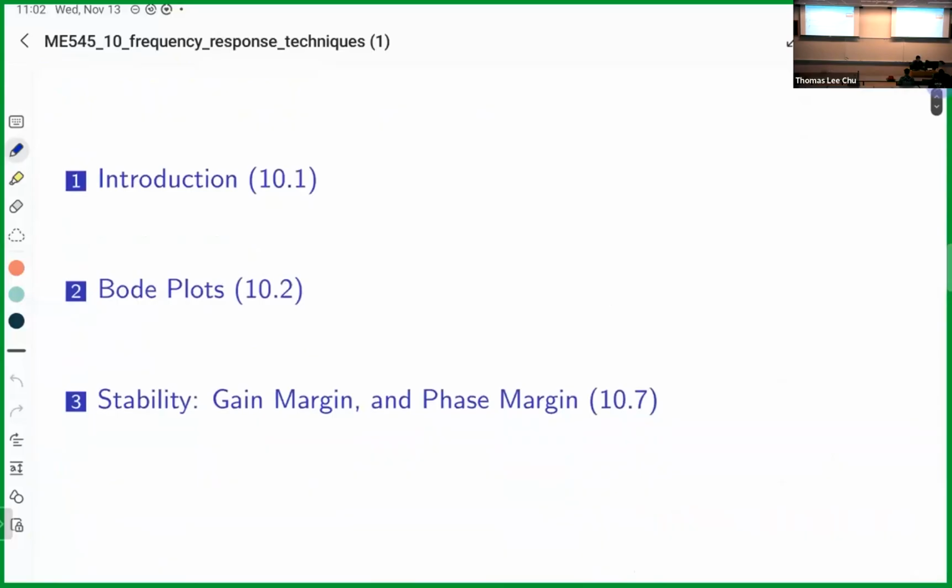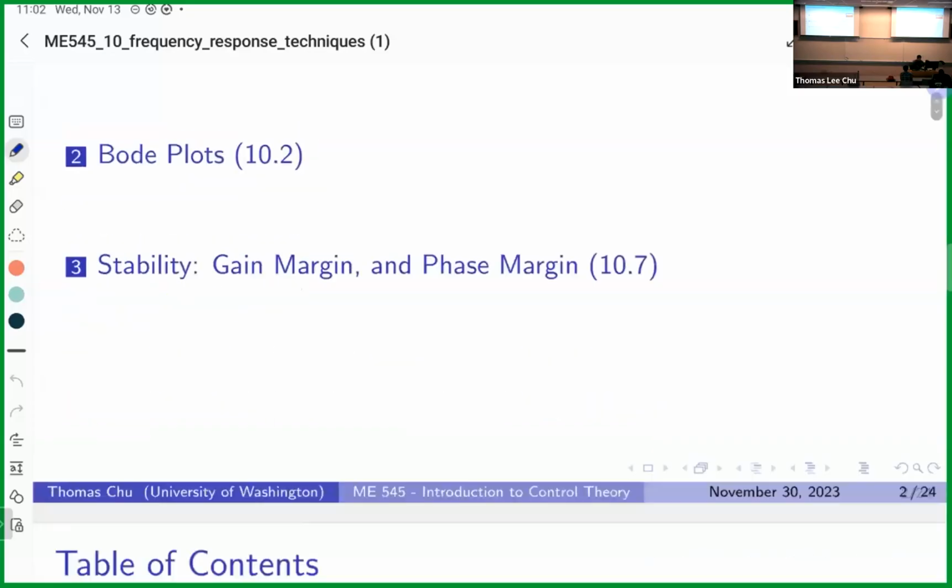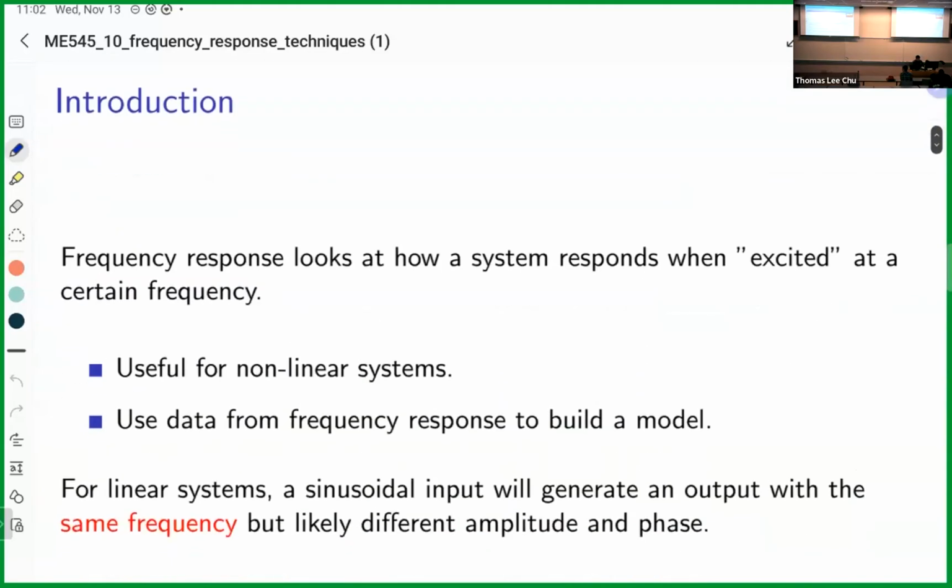Okay, so frequency response techniques is the main content of chapter 10. Chapters 10.3 through 10.5 is the Nyquist stability criterion, which I will also talk about on a separate slide. I would say of the two parts, this is probably more important, Bode plots. And so we're going to go through an introduction first.